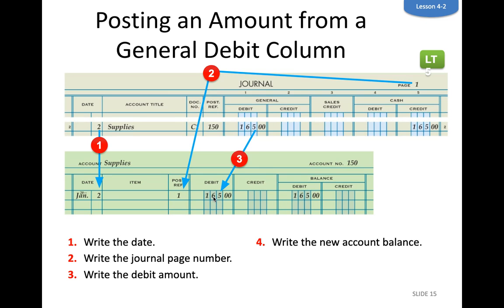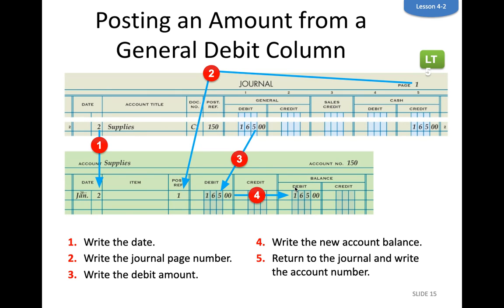And so the first entry is always really easy. It just matches this first entry. So the debit was for 165, which means supplies as of January 2nd has a debit balance of $165 right here. So you write that, carry it over.